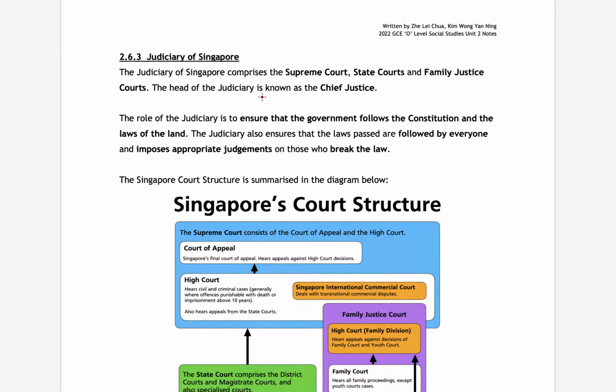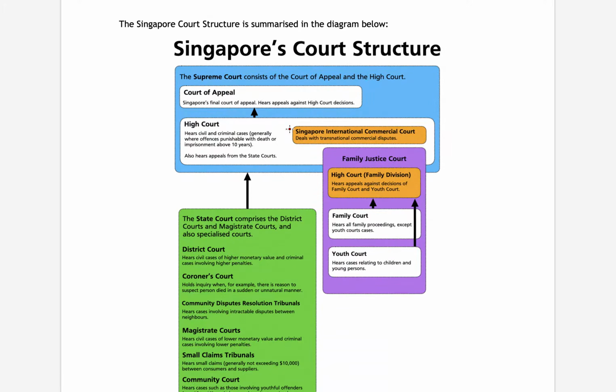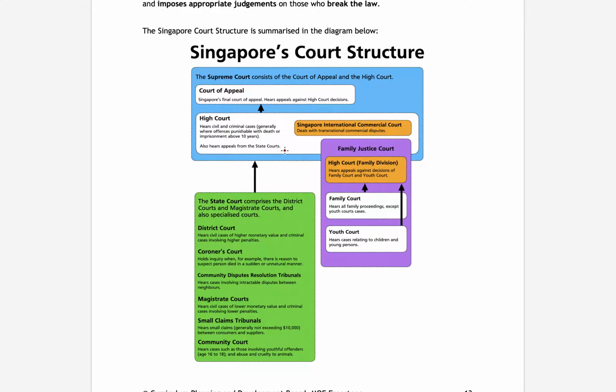The judiciary in Singapore comprises the Supreme Court, State Courts, and Family Justice Court. The head of the judiciary is known as the Chief Justice. I've drawn a little diagram here to show you the different courts in the Singapore court system. The Supreme Court is this blue box here. This is the highest court of the land. These are people that deal with final courts of appeal. The High Court is under the Supreme Court as well.